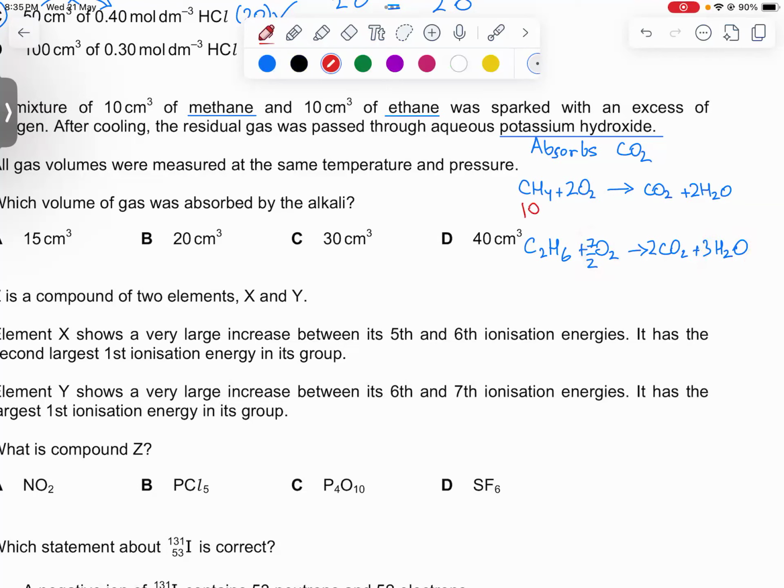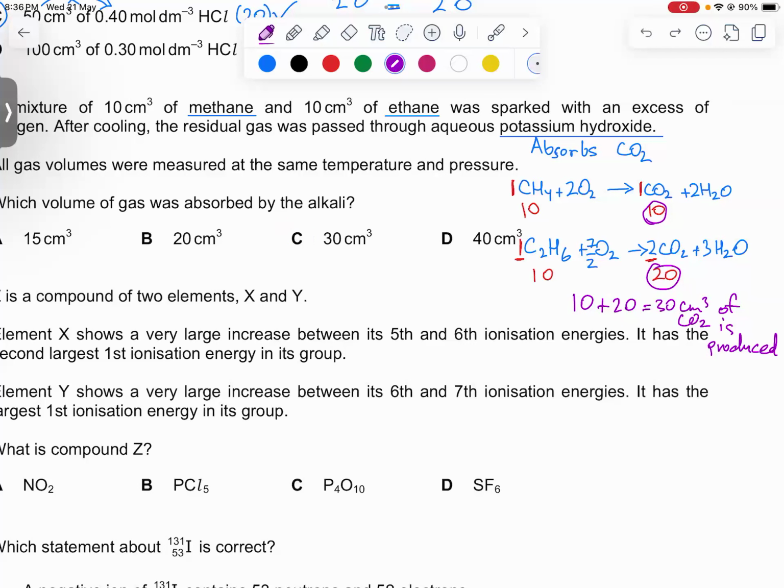Now 10 centimeter cube of methane when it is burned will produce 10 centimeter cube of carbon dioxide, and 10 centimeter cube of methane when it is burned will produce 20 centimeter cube of carbon dioxide, because the mole ratio is 1:2 for this one, and the mole ratio for methane and carbon dioxide is 1:1. All right. So in total 10 plus 20 equals 30 centimeter cube of carbon dioxide is produced, right? So it must be absorbed by the potassium hydroxide.